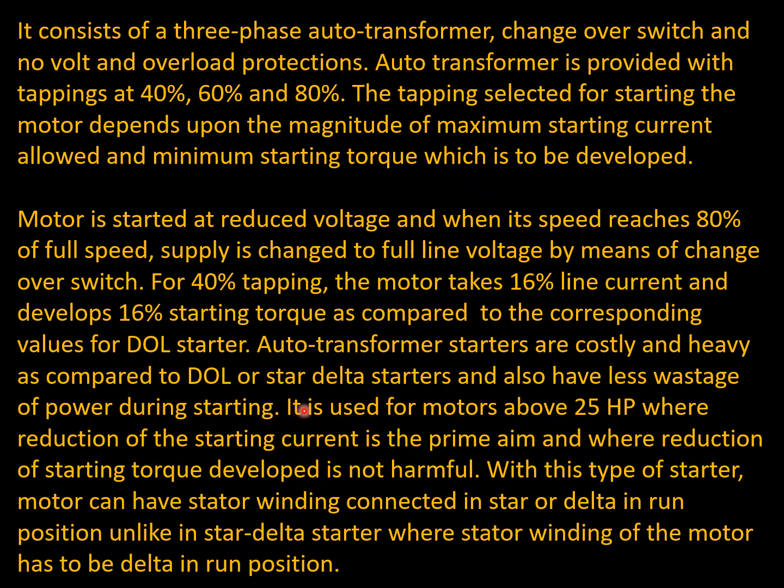It is used for motors up to 25 HP where reduction of starting current is a prime aim and where reduction of starting torque developed is not harmful. With this type of starter, motor can have stator winding connected in star or delta in run position, unlike the star delta starter where stator winding of the motor has to be in delta in run position.